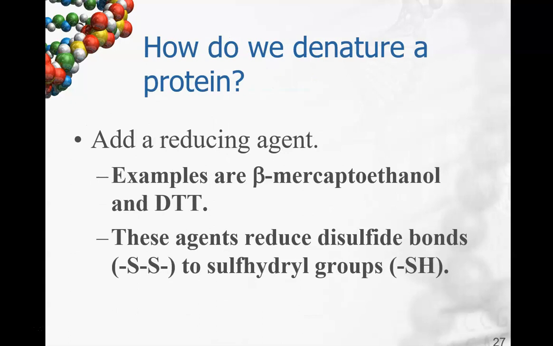So how do we denature a protein? Well, there are lots of different ways. We could add a reducing agent, so beta-mercaptoethanol or dithiothreitol. These are agents that can donate hydrogens to disulfide bonds to reduce them to sulfhydryl groups. So if a disulfide bond is important in stabilizing your protein and you reduce it to sulfhydryl groups, then you'll no longer have that stabilizing force.